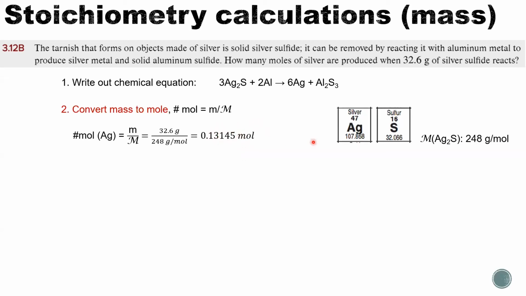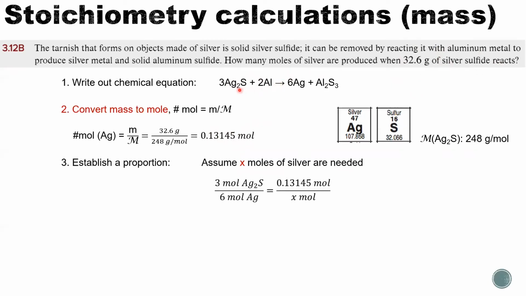Okay, now we know how many moles of silver sulfide are there. And we're turning this question into the previous one. Now we need to establish a proportion to solve how many moles of silver are needed. So again, assume X moles of silver are needed. From the chemical equation, we can get the relationship between silver sulfide and silver. 3 mole of silver sulfide, the 3 is from the coefficient, needs 6 mole of silver, right? So these are the relationships from the chemical reaction.